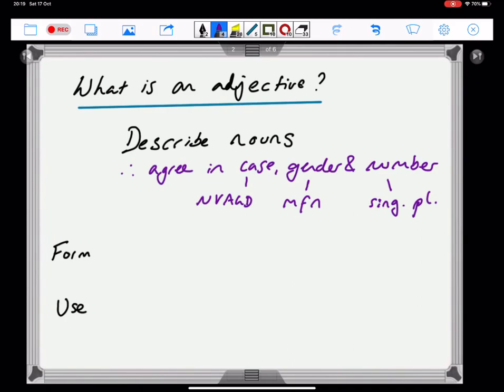And their endings are going to be created using the same patterns as nouns. So we need to look first at the form. How do these relate to nouns? And then we need to think about the use. And we're going to look at 3 different things you can do with these at this point in the book.